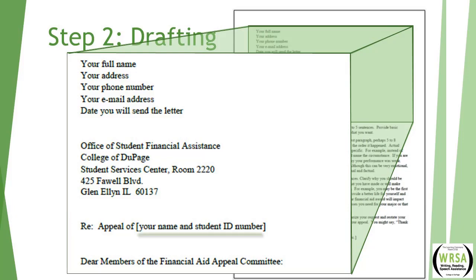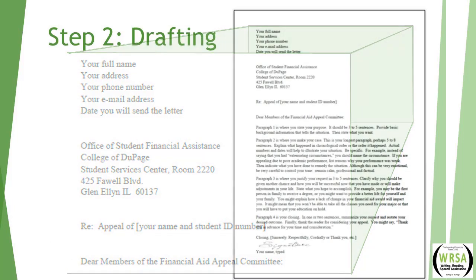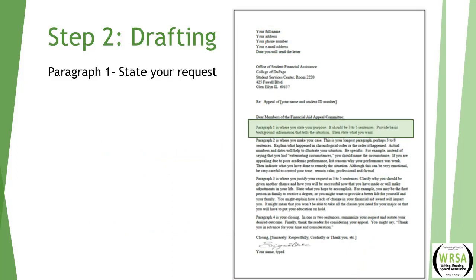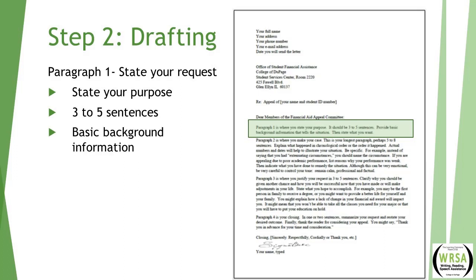Make sure in fact that your name and student ID number are carefully written on every single piece of paper that goes into your appeal. And finally, you're going to have your salutation, which is something like, "Dear members of the Financial Aid Appeal Committee." Then you're ready to work on your first paragraph, which is where you state your request. It should be about 3 to 5 sentences long, and it should provide basic background information that tells the situation that you're in. And make sure that you state exactly what you want very clearly.